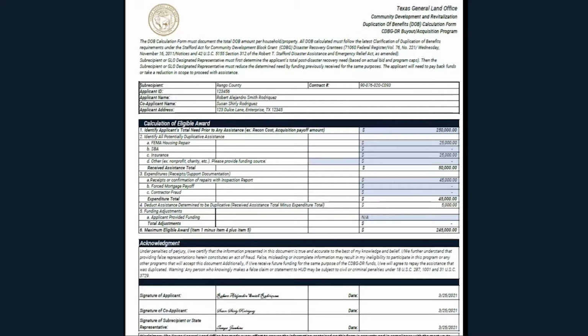The second phase is after the appraisal is complete and the subrecipient knows the final fair market value to be offered to the applicant and the total assistance received has been confirmed through the eligibility review. In the second phase, the form will be updated with the final numbers and signed by the applicant. This final form will also be placed in the left side file.